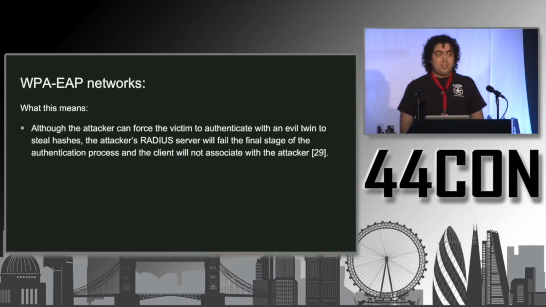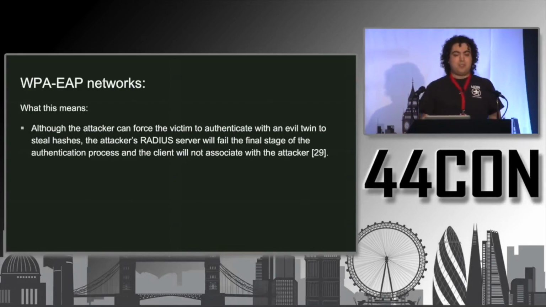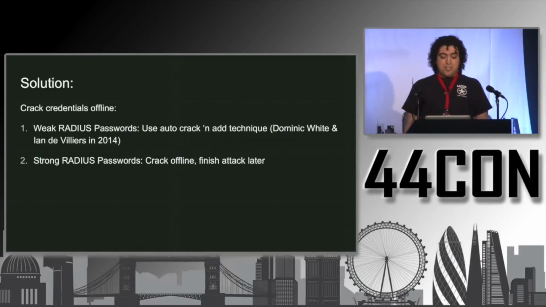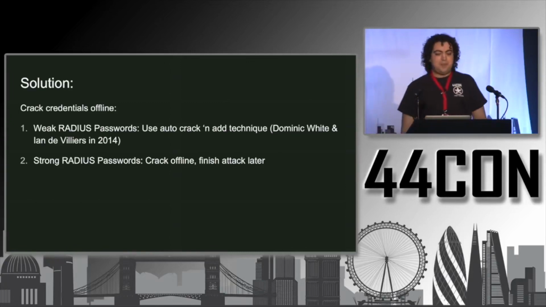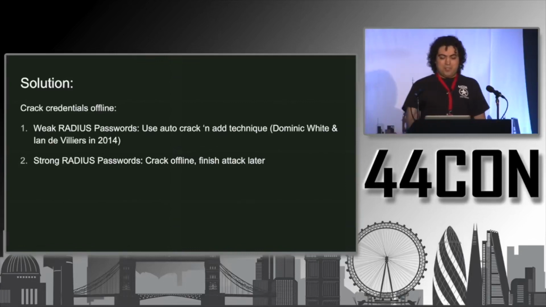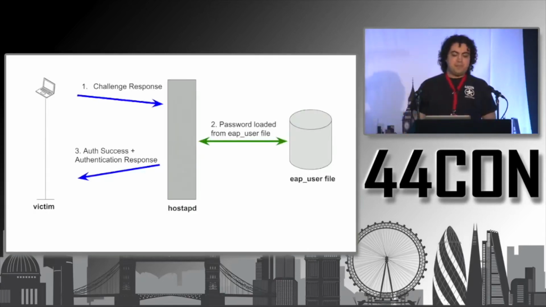And considering that most of the interesting stuff that you can do with rogue AP attacks, other than stealing RADIUS credentials, requires that full association, this is a problem. So there are a couple of solutions to this. The first solution was pioneered by Dom White and Ian de Villiers once again in 2014, and this is the auto crack and add technique. This works pretty well with weak RADIUS passwords. And if you have strong RADIUS passwords, you just crack them offline and finish the attack later. We'll talk about both options sequentially.